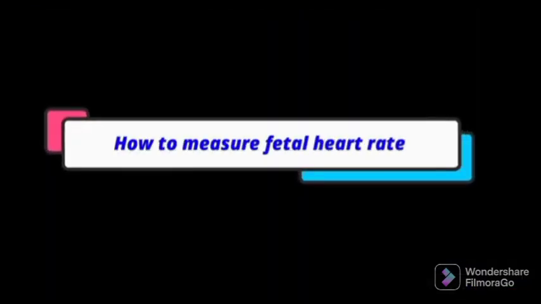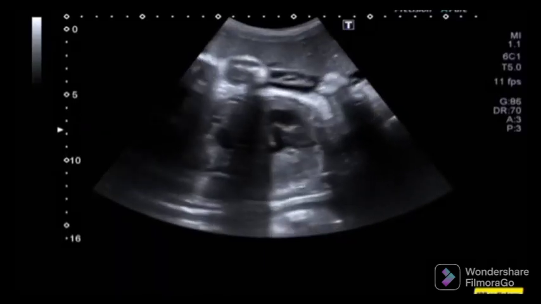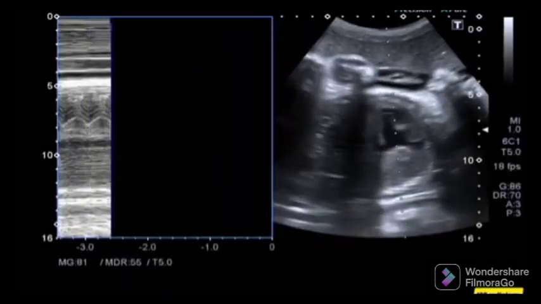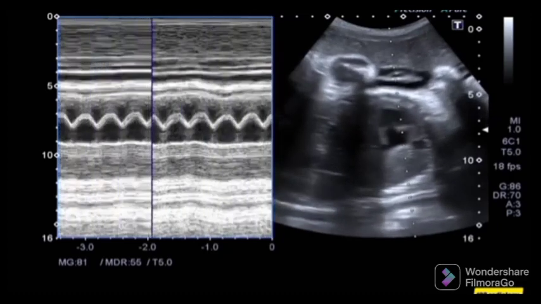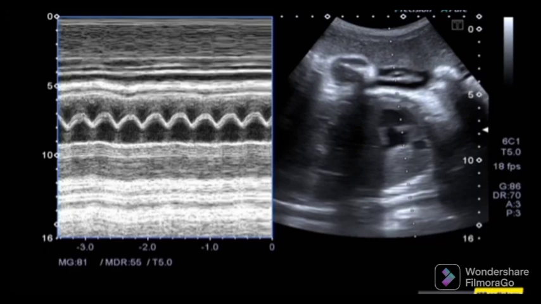How to measure fetal heart rate. First, focus on the fetal heart. Then, activate the M mode. The fetal heart should be positioned to the sonographic marker and the heartbeat waves are visualized on the screen. Freeze the image.